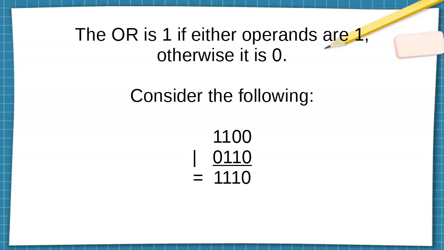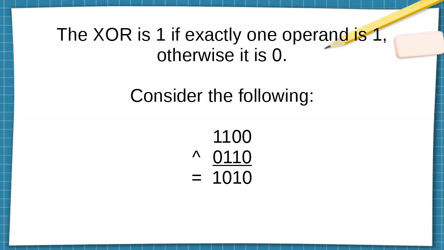The OR operator is one if either operand is one. Doesn't matter if they're both one, if either or both are one, then it is one. So in this example, the first column is a one and a zero, which is a one. The second column is a one and a one, which is a one. The third column is a zero and a one, which is a one. And the fourth column, there are no ones, so it's a zero and a zero, which is, well, zero.